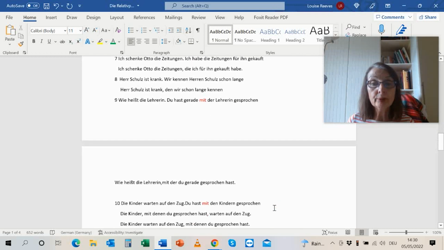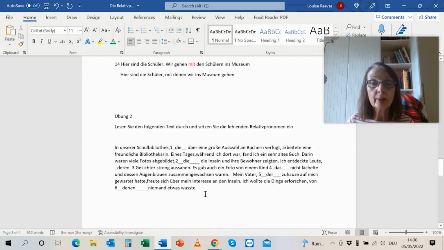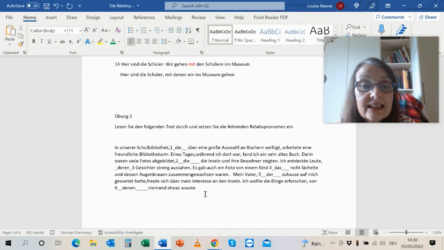Before we finish up, for the benefit of some people, I took this from an exam paper and it said, lesen Sie den folgenden Text durch und setzen Sie die fehlenden Relativpronomen ein. Tricky, tricky, tricky. In unserer Schulbibliothek, die über eine große Auswahl an Büchern verfügt. There you had, I put it in for you, die, in our school library, which has a great selection of books. So the die, referring back to the Schulbibliothek.